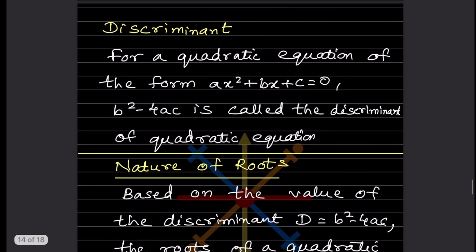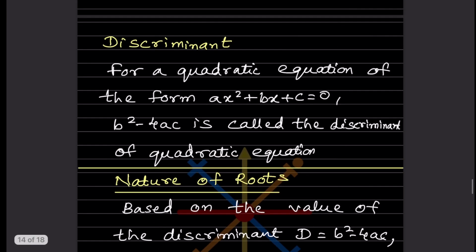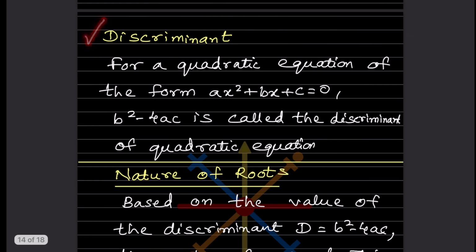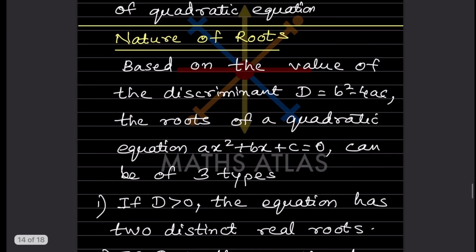Now we have seen the discriminant, that is b square minus 4ac. For the quadratic equation of the standard form, b square minus 4ac is called the discriminant. This is something separate that I have given in addition. Now, the nature of the roots. Based on the value of the discriminant, which we can write as D, that is b square minus 4ac, the roots of a quadratic equation ax square plus bx plus c, which is the standard form, can be of 3 types.